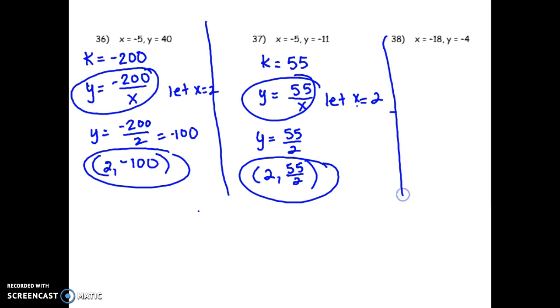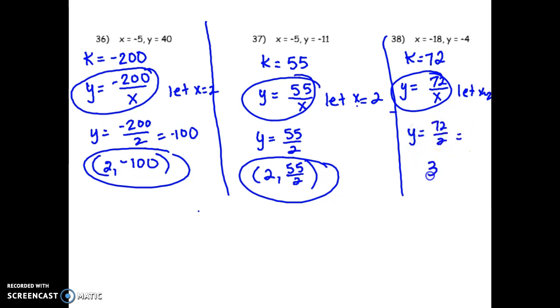All right, now the last one here, 38. If we multiply them together, we're going to get k is equal to 72, because 18 times 4 is positive 72. And we get y is equal to 72 divided by x. If we let x be 2, then y is going to be equal to 72 divided by 2, which is equal to 36. So an input of 2 gives us an output of 36.